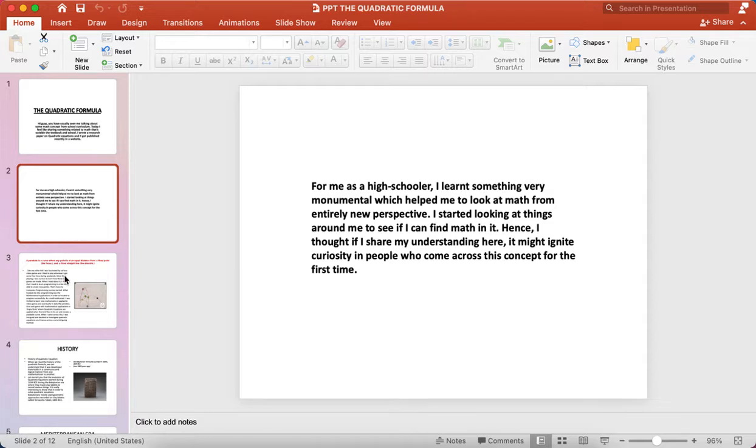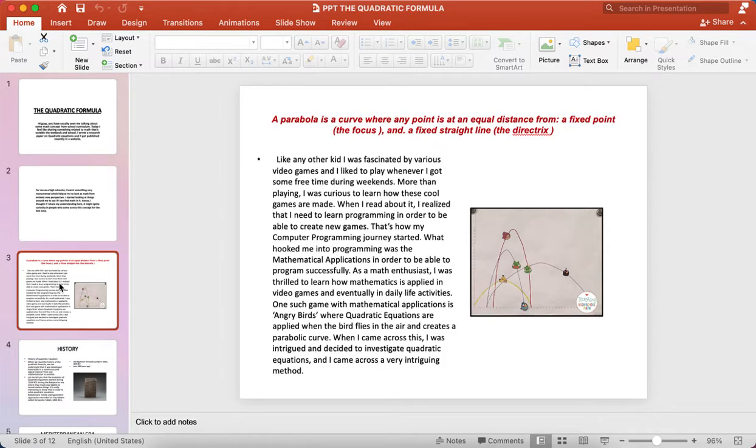So now, like any other kid, I was fascinated by various video games, and I knew that I had to learn computer programming to learn how to make these games. What hooked me into programming was the mathematical applications in order to be able to program successfully. And as a math enthusiast, I was thrilled to learn how mathematics is applied in video games and eventually in daily life activities.